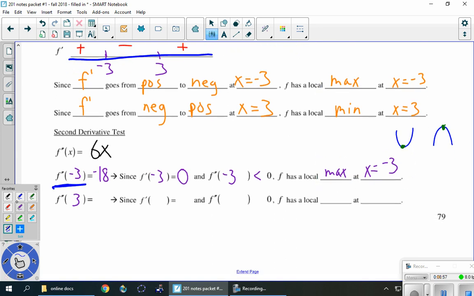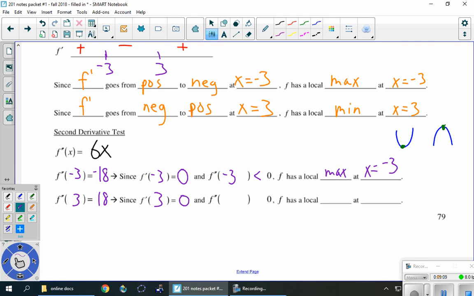Okay, let's do the same thing now, but for 3. So in this case, when we plug 3 into the f double prime function, that's 6 times 3, or 18. F prime of 3 was 0 because it was a critical point, and f double prime of 3 is positive 18, so bigger than 0. And so thinking about my two blue parabola looking things here, f double prime is bigger than 0. That means concave up. That means in this one, that means the green point is a min. F has a local min at x equals 3.